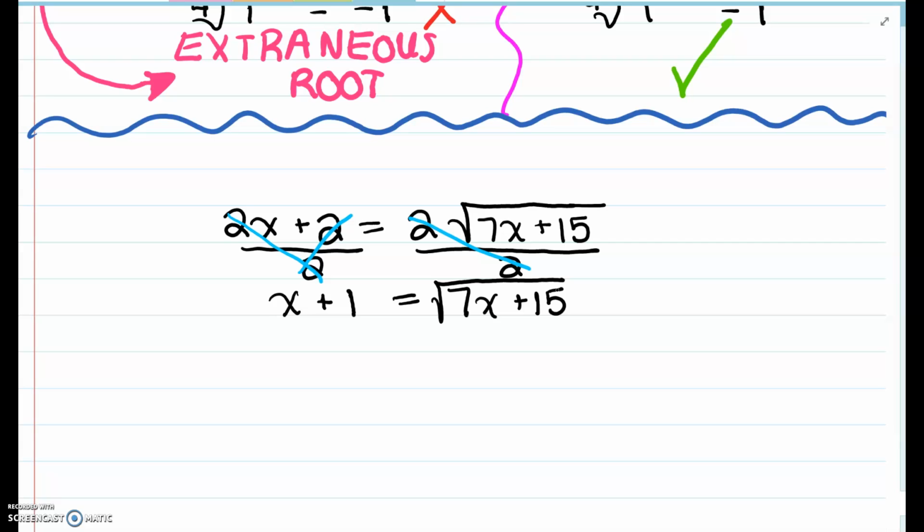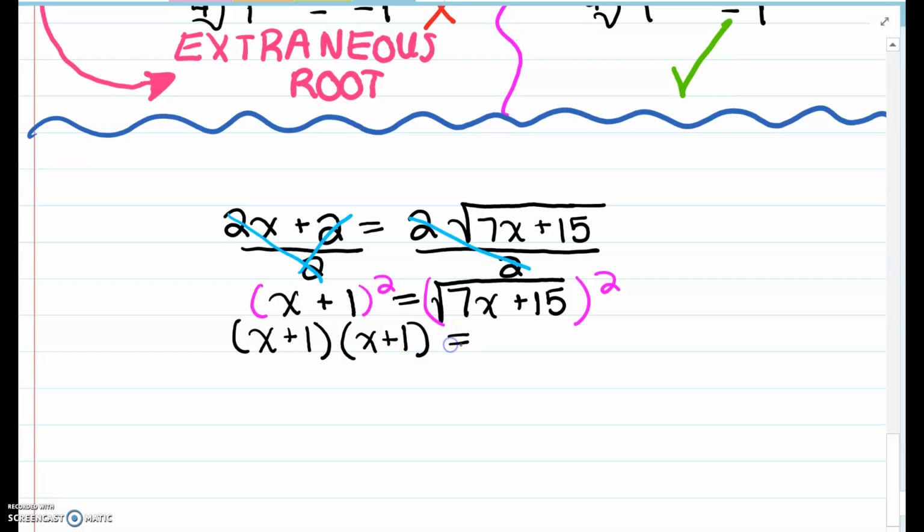Now we want to raise both sides to the same power so we can eliminate the radical. So we will square both sides, end up with (x plus 1)(x plus 1), because we are squaring x plus 1. And when we square the right side of the equation, the radical will eliminate, and we will end up with 7x plus 15.